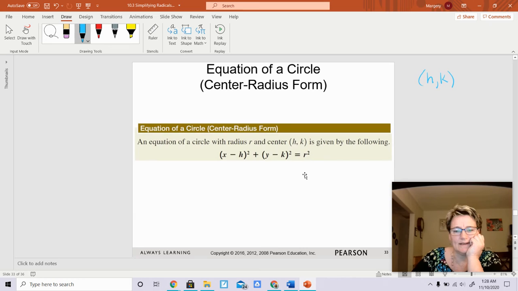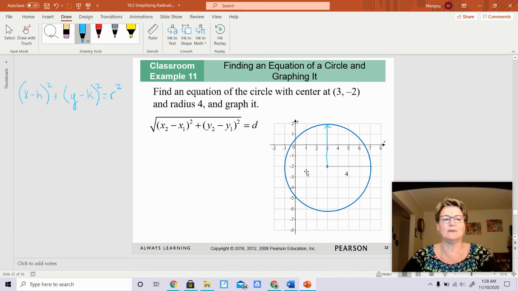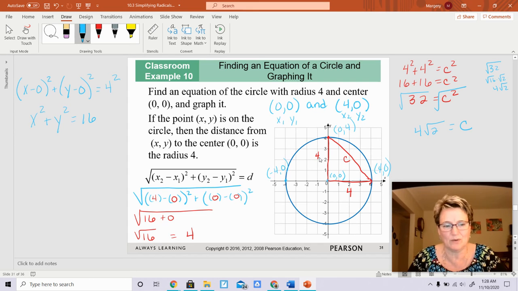Plus (y minus k) squared equals radius squared. Okay, so that's what they want us to do. On this problem, my center is 0, so it's going to be (x minus 0) squared plus (y minus 0) squared, and my radius is 4, so it's going to be 4 squared. So it's going to be x squared plus y squared equals 16. You can leave it as 4 squared if you want to, or you can just do 16. That is an equation of a circle.